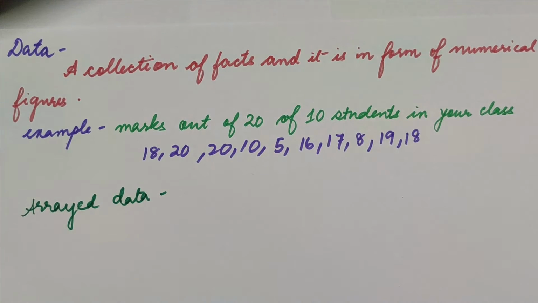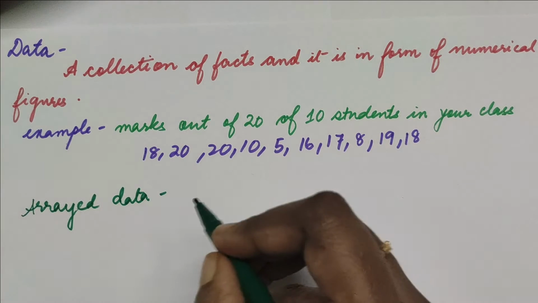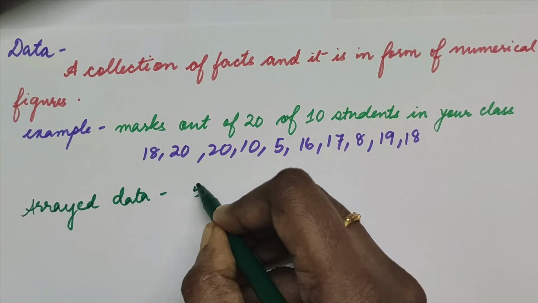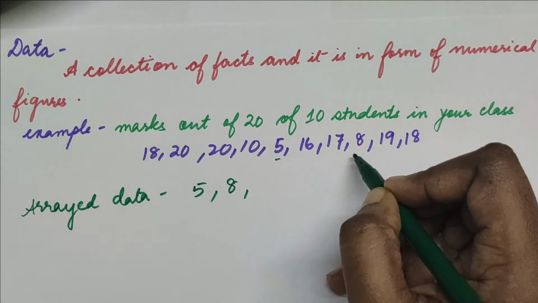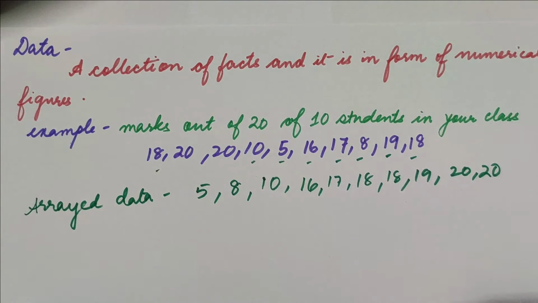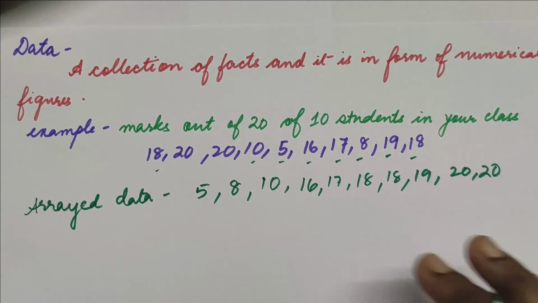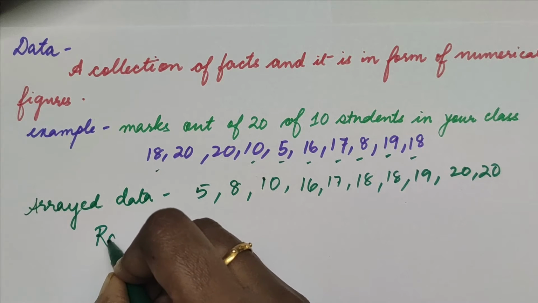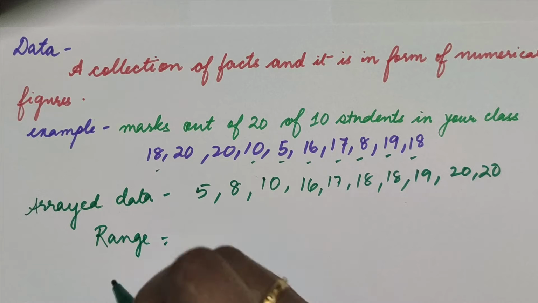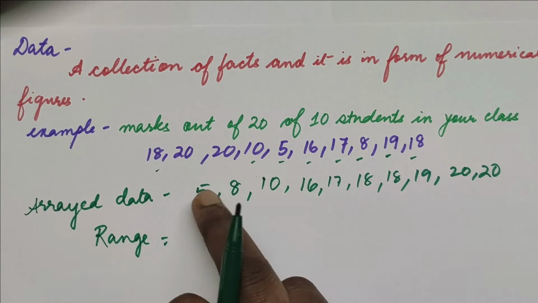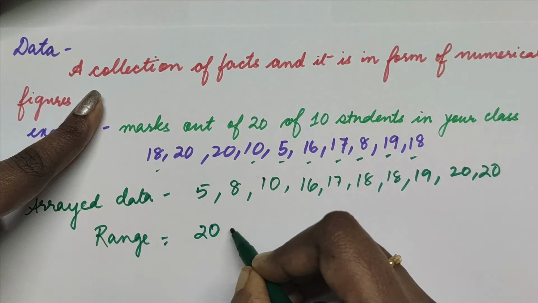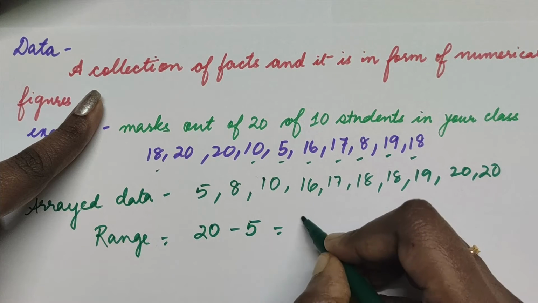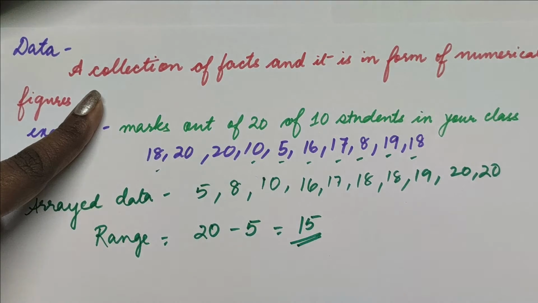Generally we will always arrange it in the ascending order, starting from the least. So 5, 8. Now this data is the arrayed data because it has been arranged in the ascending order. Now you can find out the range of this data. Range is the difference between the highest and the lowest value of the observation. So your highest is 20 minus lowest 5. The range of the value is 15.